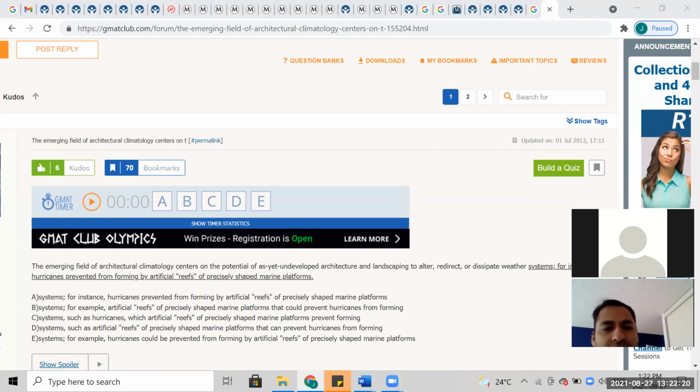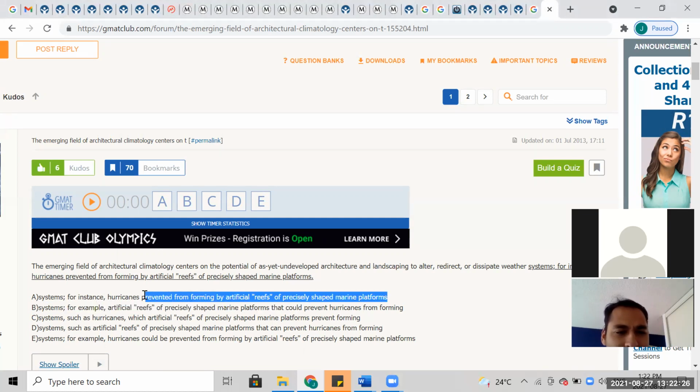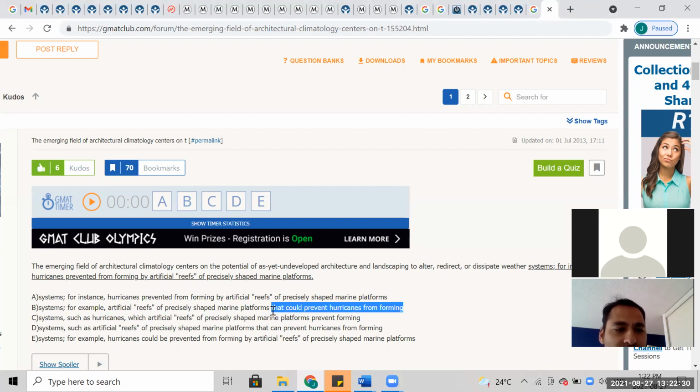Yeah, I think A and B are wrong because these are not sentences. Is that why you eliminated A? Yes, exactly. This has no verb. In the first one the verb was missing. The second one also was not a clause. Yeah, I think even C, which has such as hurricanes.